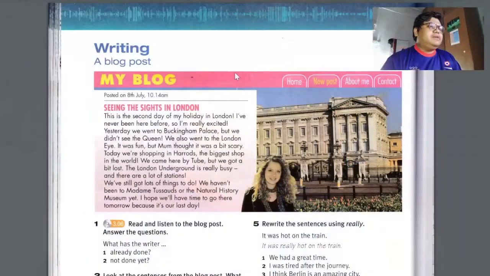In page 82 in your textbook, there is a screenshot or a snippet of a picture of a blog. As you can see here, my blog, posted on 8th July, 10:14 p.m. This is a part of the layout, and this is the post. The writer is talking about the experience of going on a sightseeing event in London. So let's read the text.